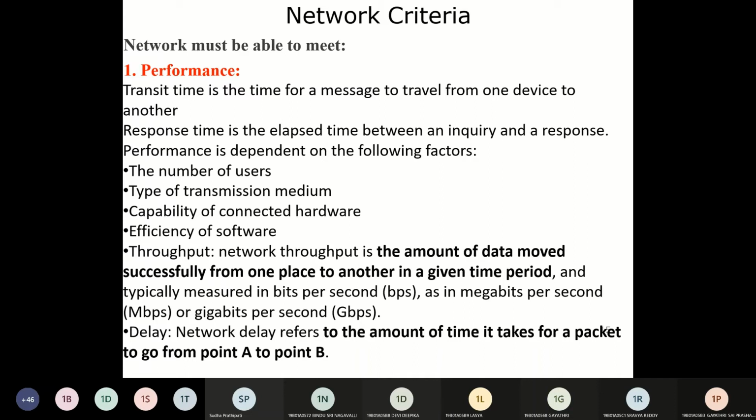So what is throughput? Network throughput is the amount of data moved successfully from one place to another in a given time period. Typically we measure throughput in terms of bits per second, megabits per second, or gigabits per second. So throughput is the amount of data that is transferred from one device to another in a specific given time. It can be how many bits are transferred per second, how many megabits, and how many gigabits.